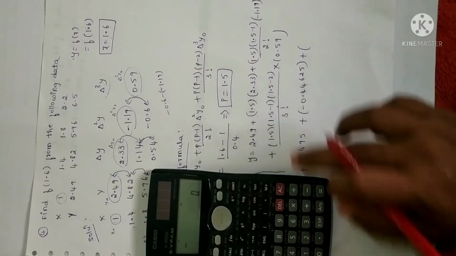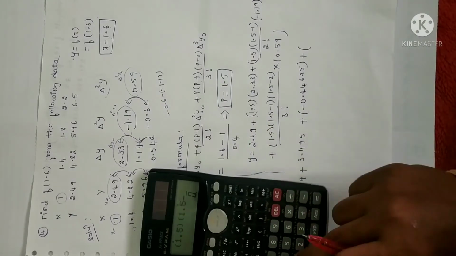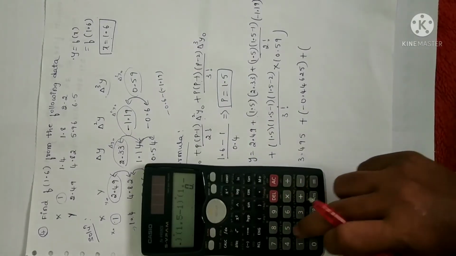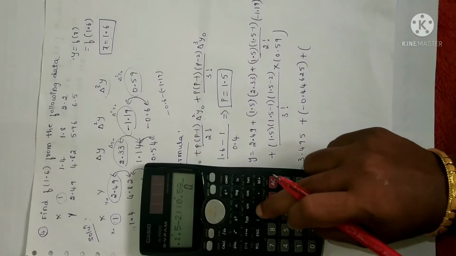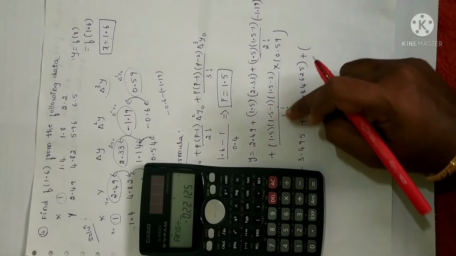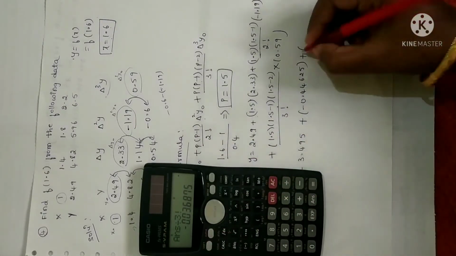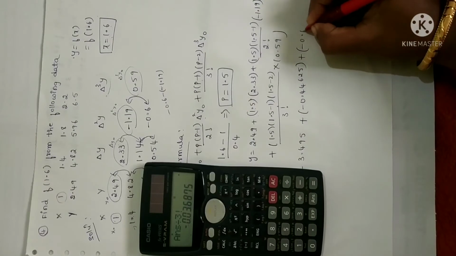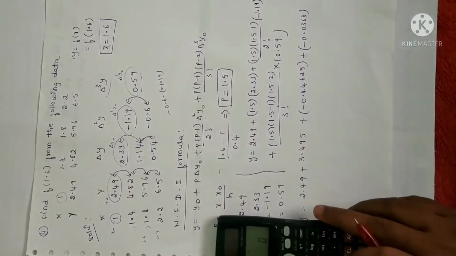I'll show you for this problem. See 1.5, again open bracket, 1.5 minus 1, again open bracket, 1.5 minus 2, close the bracket, again open bracket, 0.59. Next divided by 3 factorial, press 3 shift button and this button will give you 3 factorial. So after simplification minus 0.0368. Fine. Now you have to simplify this. I'll show you here.